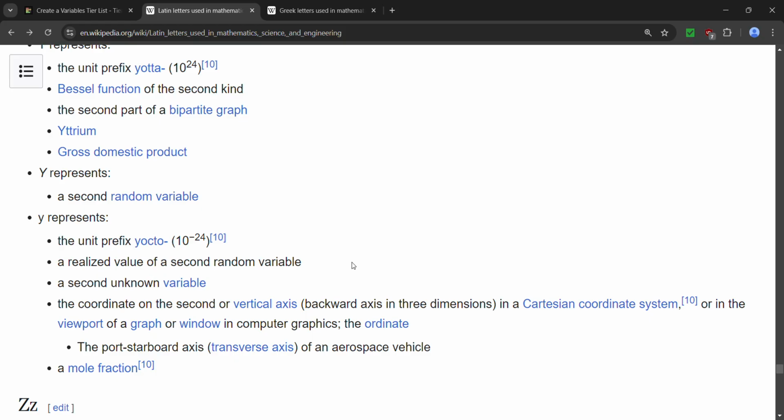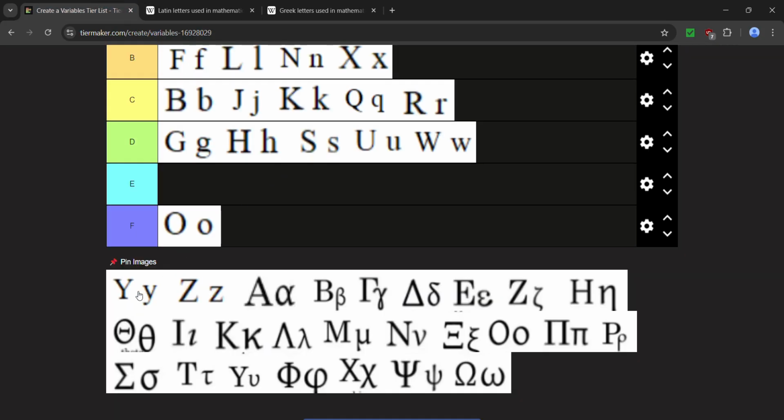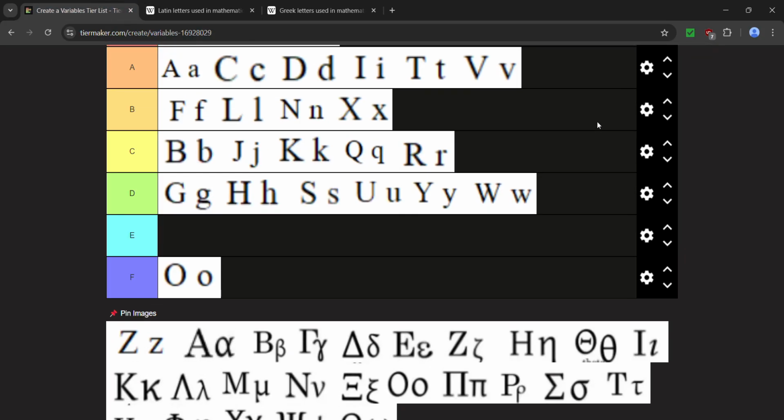The y-axis. Okay. So all I'm really seeing here is the GDP and the y-axis. Both are pretty important, but I don't know. I'm kind of feeling a D tier for this one. Actually, no, I'll give it a C tier. It's because it is the second variable, right? If you don't have x, you have y. It's kind of the epitome of a variable in some respects. It's just a worse version of x. So, yeah, I'll give it C tier.